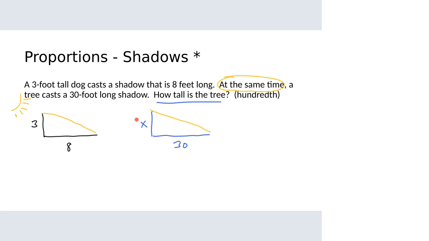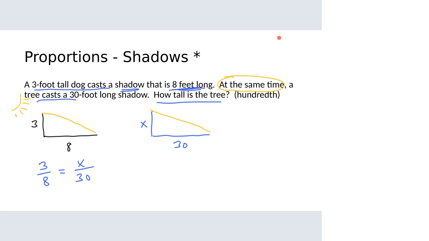All right, so a 3-foot-tall dog casts a shadow that's 8 feet long. So you could put the 3-foot dog over the 8-foot shadow. And then at the same time, the tree that I don't know how tall it is casts a 30-foot shadow. A key here is I put my 8-foot-long shadow on the bottom, so I also need to put my 30-foot-long shadow on the bottom. And then I'm trying to find out the height of the tree. Most of you probably did it that way, just to show you that you could do it the other way if you wanted to.